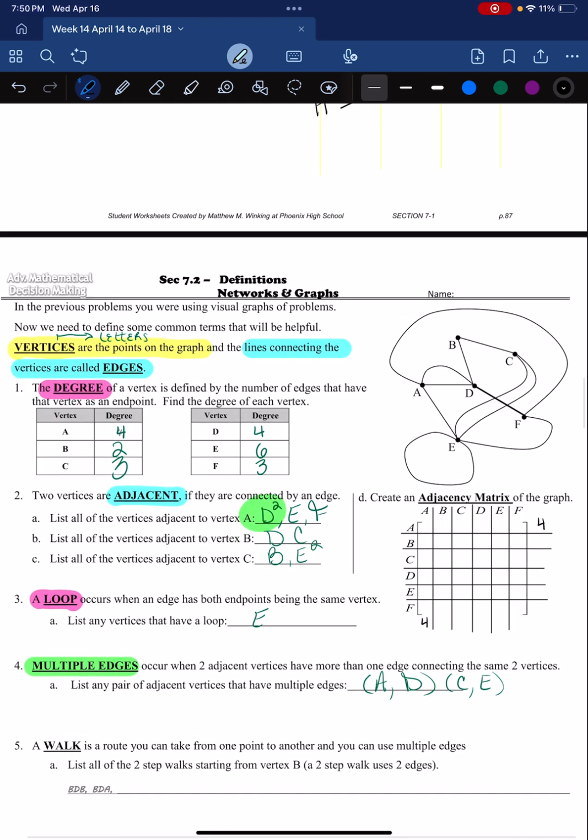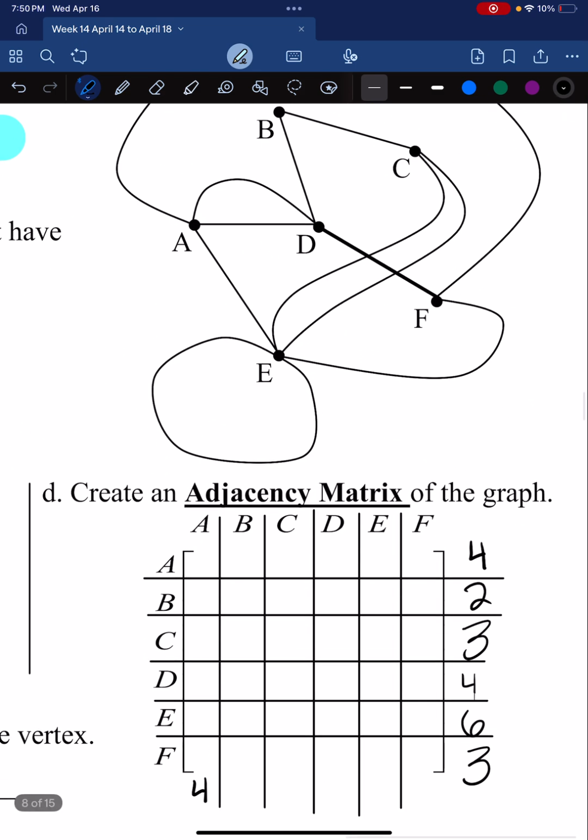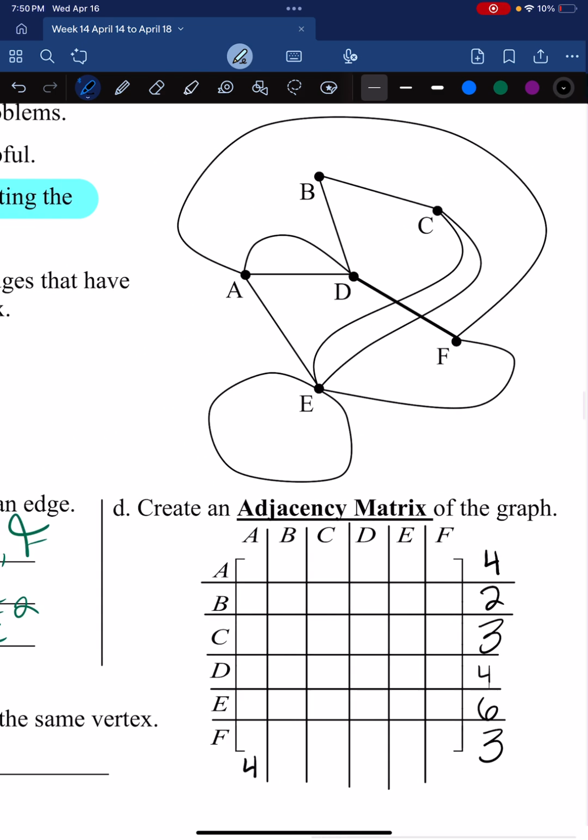We're going to fill in 2, 3, 4, 6, 3. I want to go ahead and put those in. And now let's go ahead and fill in the matrix. It's going to read just like a multiplication chart. A and A. Do we have a line from A that connects to A? No, we do not. So we'll put a 0.